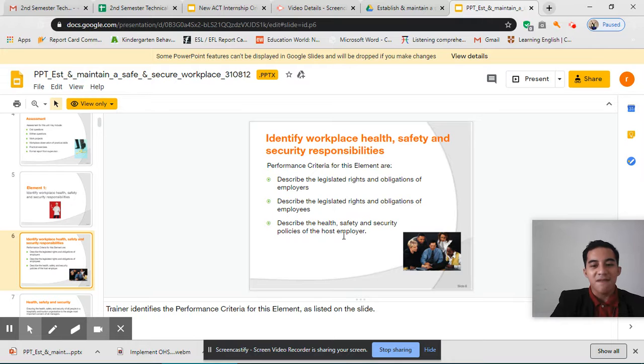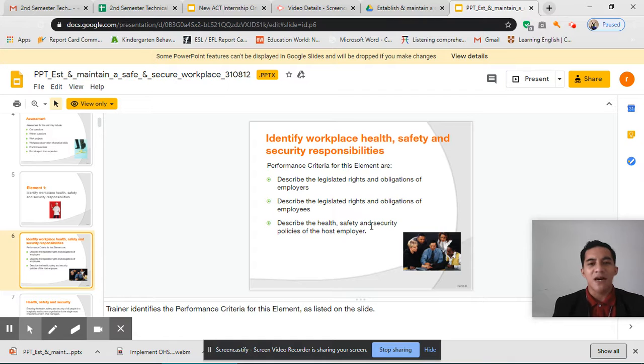Describe the health, safety, policies of the host employers. So we employees and also the employers, they have safety and security policies that we will be following.